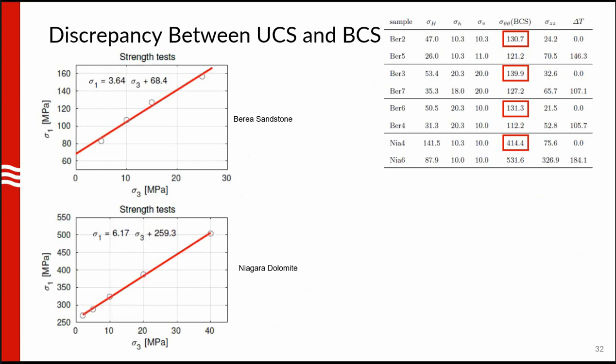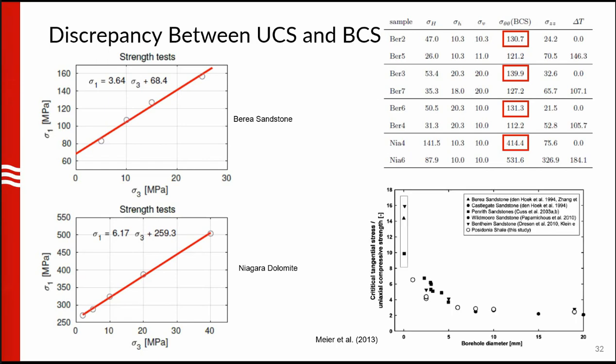But one problem we learned is that the stress at which this breakout is occurring is drastically different from what we expected. So on the left is showing triaxial strength tests of Berea sandstone and Niagara Dolomite. So these are stress magnitudes at rock failure measured at different confining pressure. And I'm sure you've heard of the Mohr-Coulomb criterion. You can fit a line in order to calculate or estimate what the rock strength is.